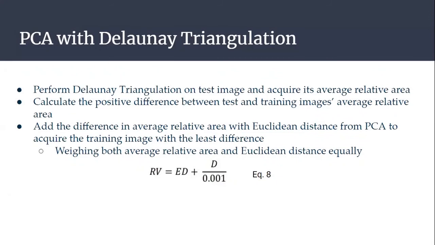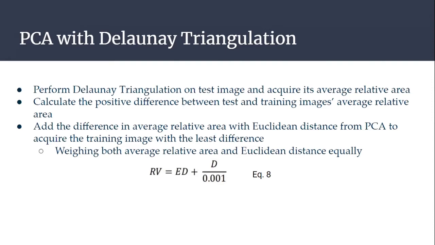So let's talk about the crux of this research, which is PCA with Delaunay triangulation. There are a couple of things that I would like to mention. First, the program would perform Delaunay triangulation, and then it would perform PCA. The program would take the uncompressed version of an image for Delaunay triangulation, but then take the compressed version of an image for PCA to determine the Euclidean distance. In the end, the values we acquire from Delaunay triangulation and PCA would be added together.